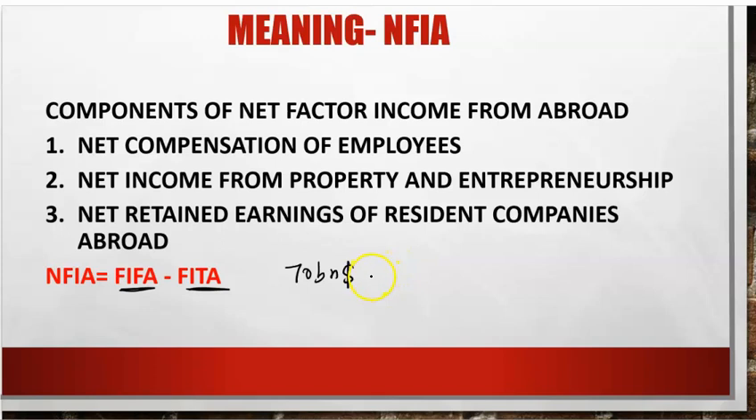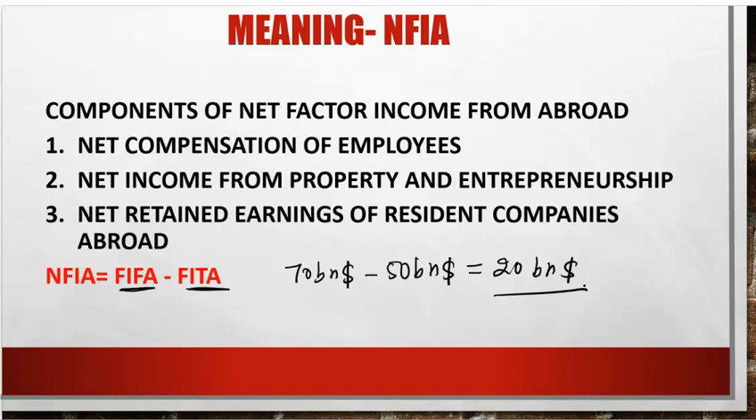Example, Indian residents earned $70 billion from abroad and foreign residents and companies have earned $50 billion from India. So what is net factor income earned by India from abroad? It is $20 billion. So that is not a remittance, it is earned income from abroad. उसमें 3 चीजें आती हैं.